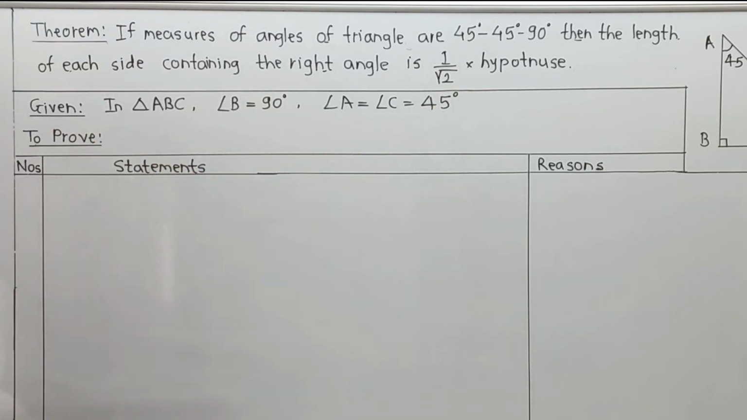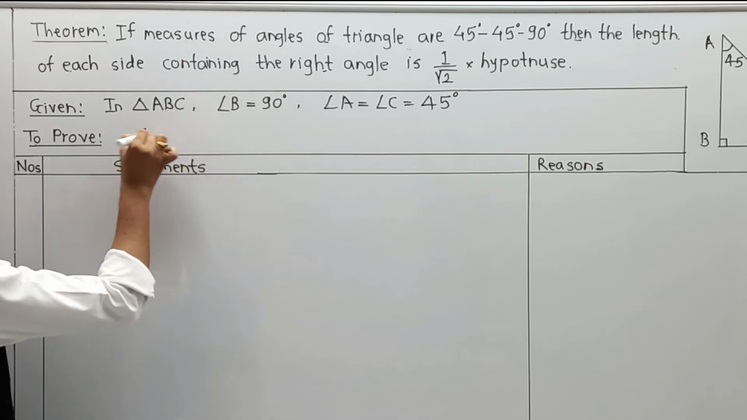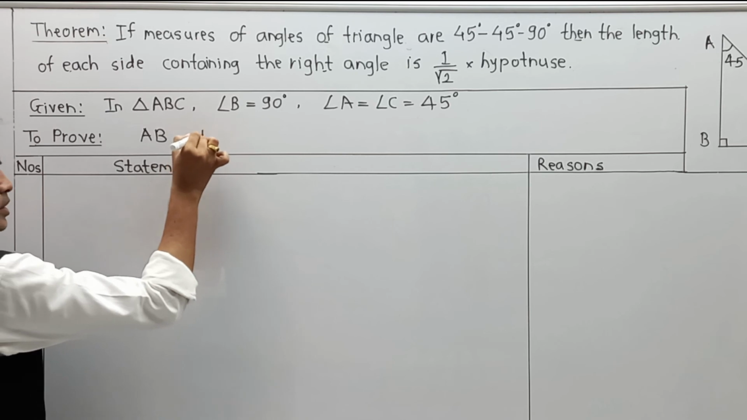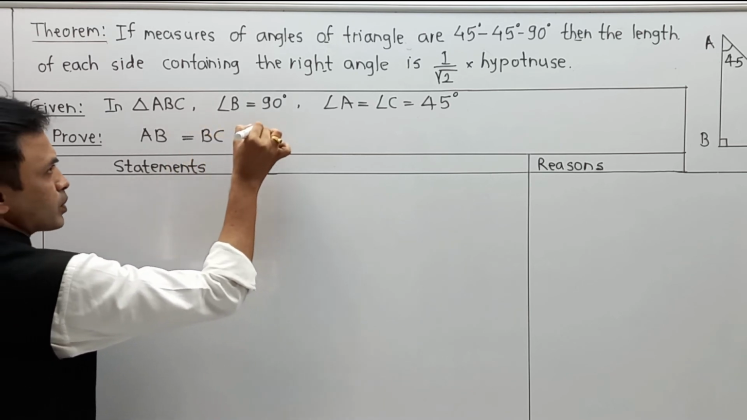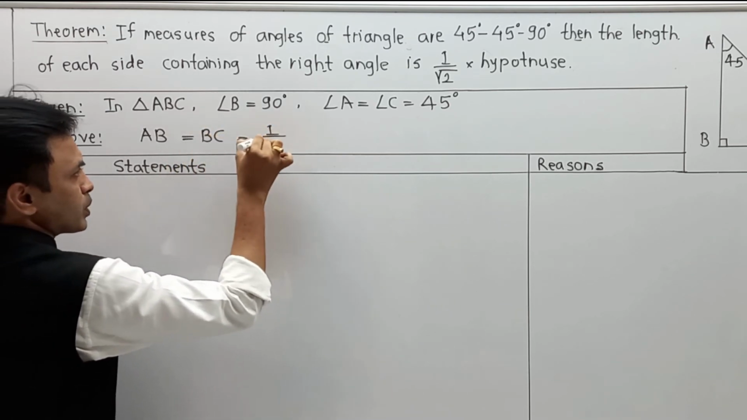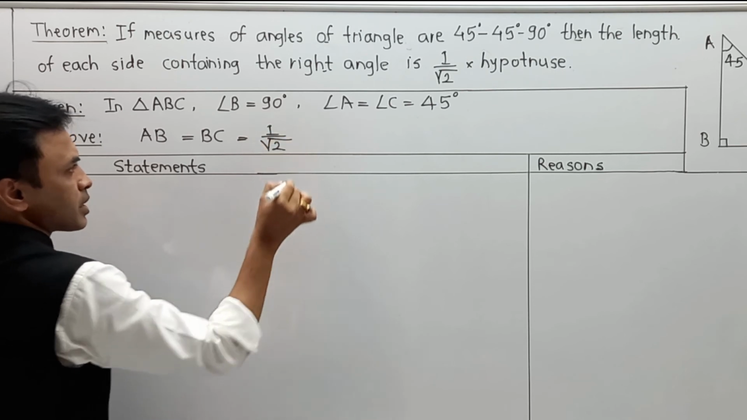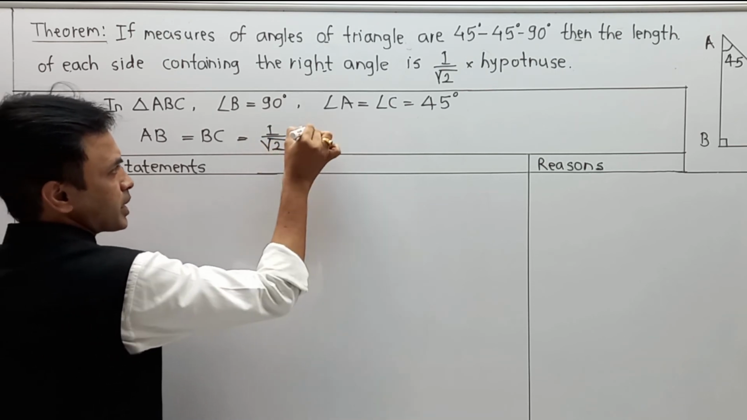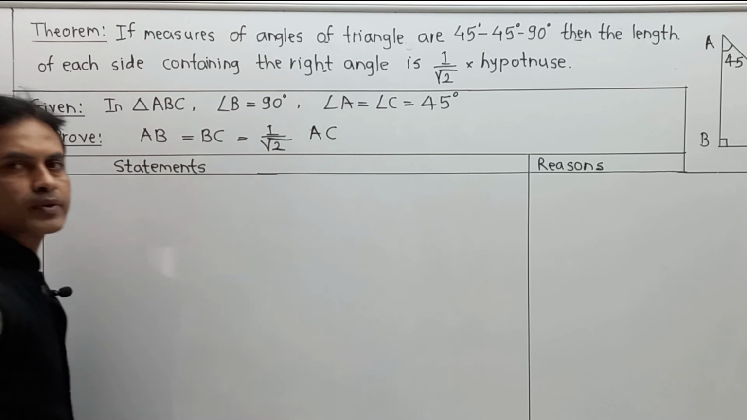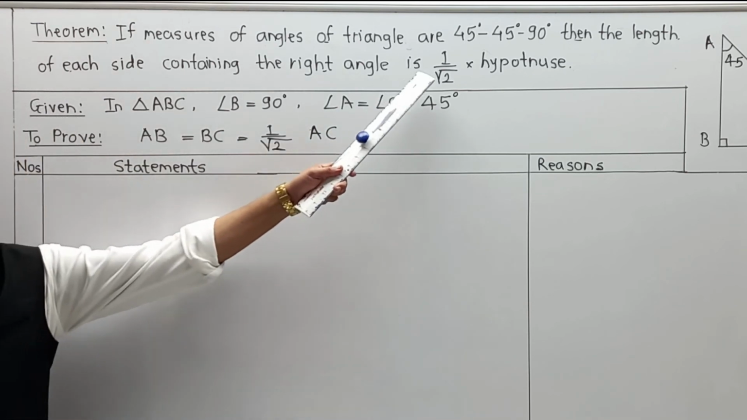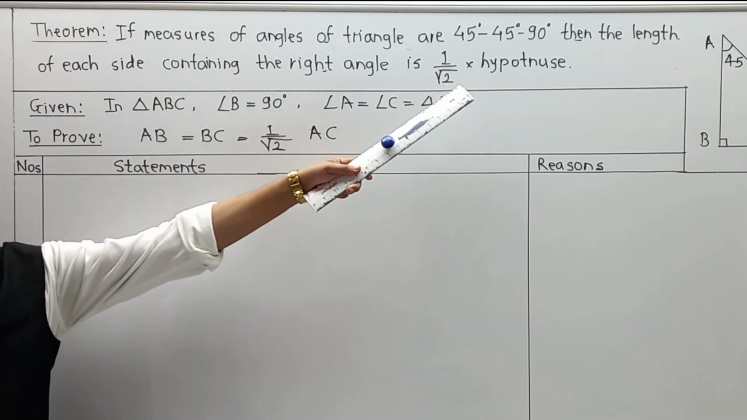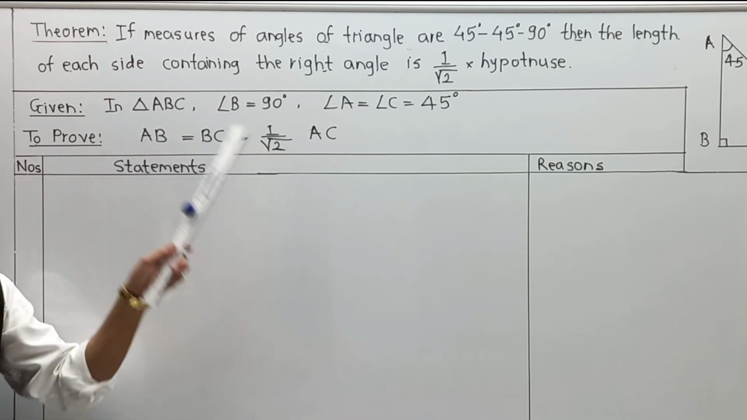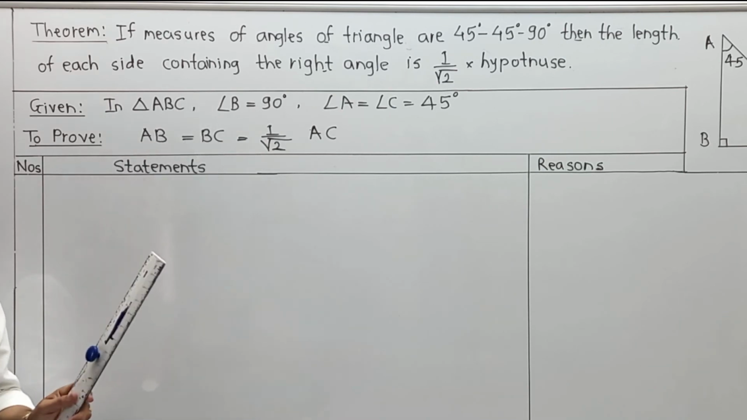Now, to prove, we have to prove that the side opposite to 45 degree, meaning AB as well as BC, is equal to 1 upon root 2 times the hypotenuse, and the hypotenuse is nothing but, as per the diagram, AC. So I have written it in that form. No doubt here I have written 1 upon root 2 times the hypotenuse, but in terms of a proof, according to the diagram structure, I have written it.